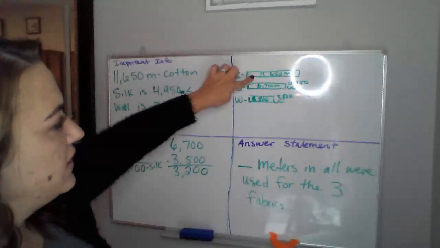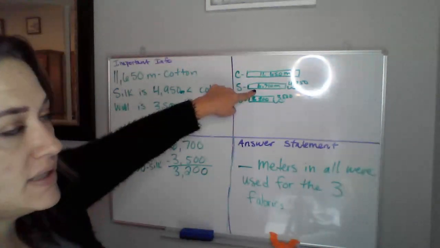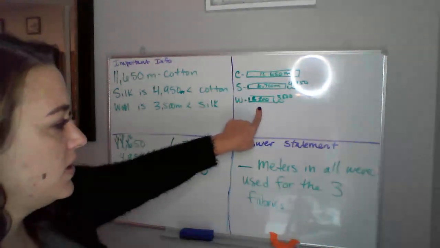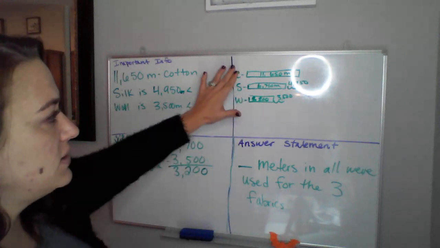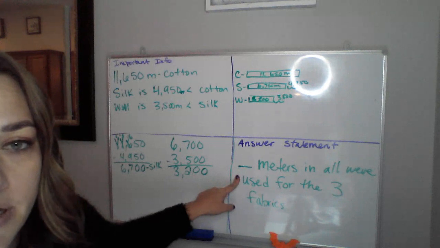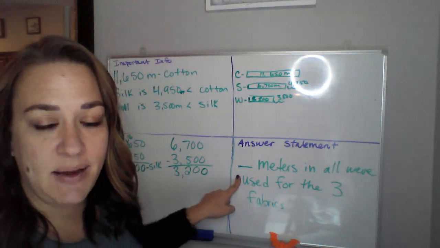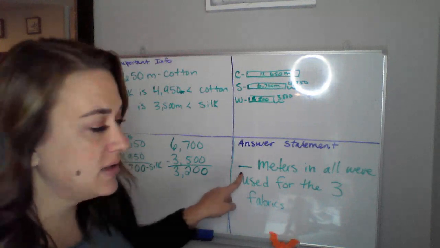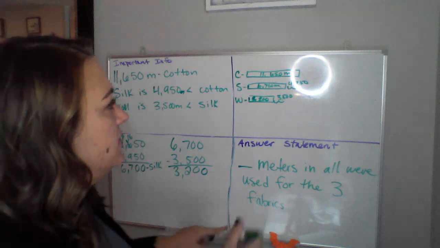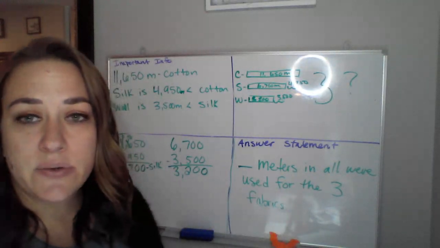So our cotton was 11,650. Our silk, 6,700. And our wool was 3,200. So now that we know each of our totals, I'm going to come back down here and regroup and look at what am I trying to do? What is my missing piece of my answer statement? So blank meters in all were used for all three fabrics. So I'm trying to figure out the total of all those three.